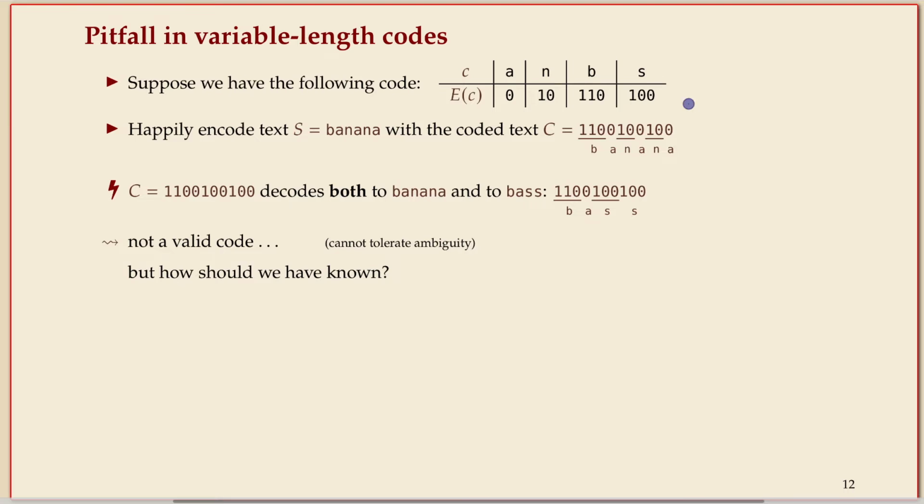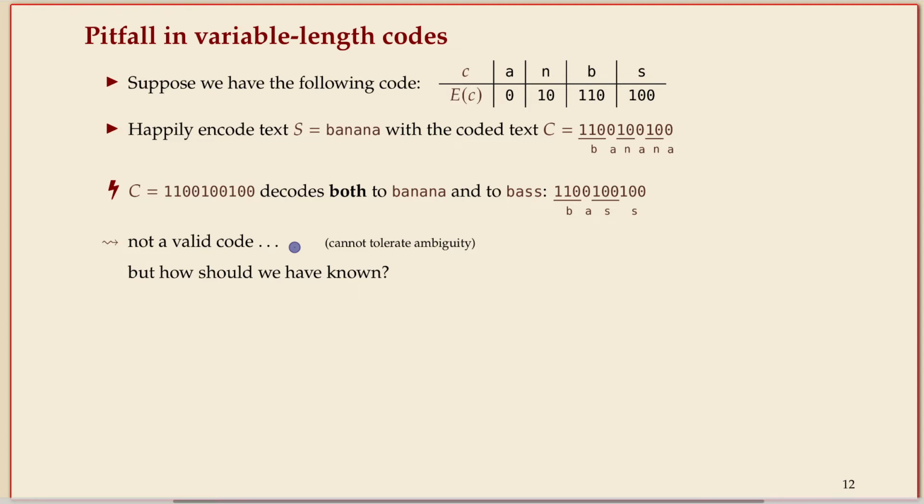If you just look at this set of code words, without thinking about it deeply, this looks fine, right? They're all different, so where's the problem? In this case, the problem simply is you can decode some coded texts in multiple ways. That is the core problem. That's what we really don't like.